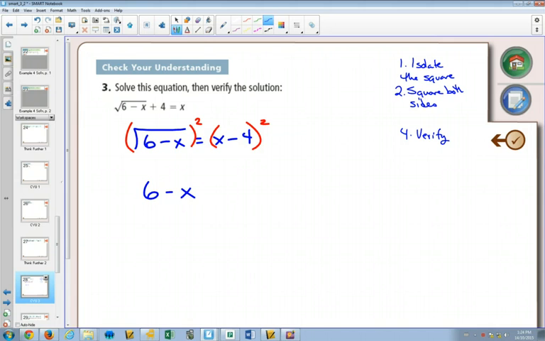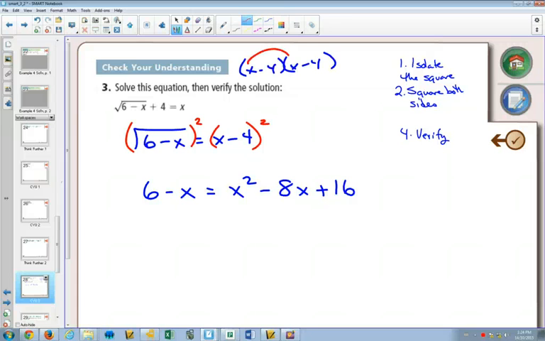On the other side, when you square x minus 4, you have to remember that means x minus 4 times x minus 4. So you're going to have to FOIL, multiply everything out. You're going to get x squared minus 8x plus 16. Right? When we do this times this, minus 4x minus another 4x plus 16. Combine the like terms and you'll have minus 8x in the middle.